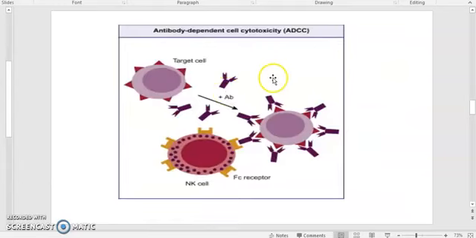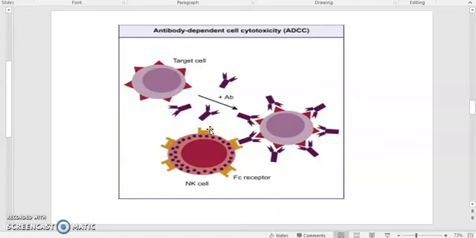The second one is antibody dependent cell mediated cytotoxicity. In this second subtype of type 2 hypersensitivity, they use the Fc receptor expressed on many cells. See here, for example, the natural killer cell which possesses the Fc receptor. These Fc receptors are also present on neutrophils, eosinophils, macrophages, etc. as a means of bringing these cells in contact with the antibody-coated target cell.